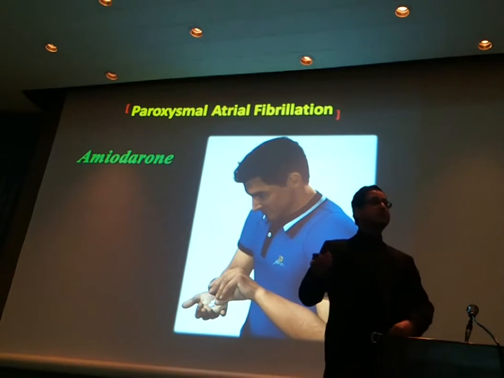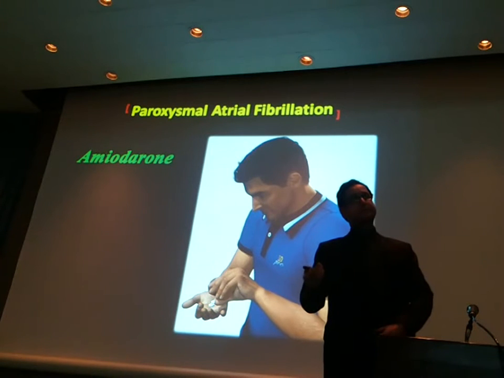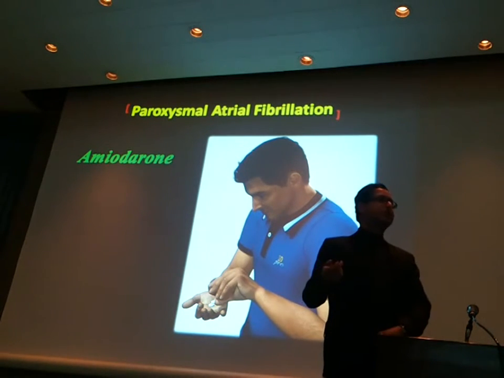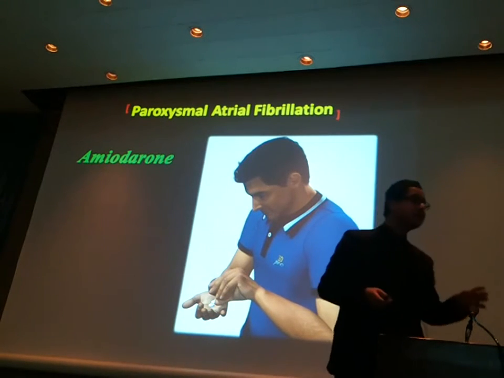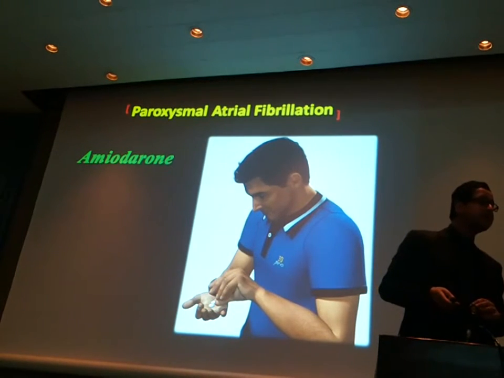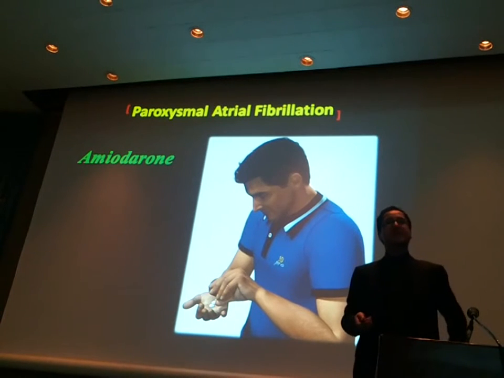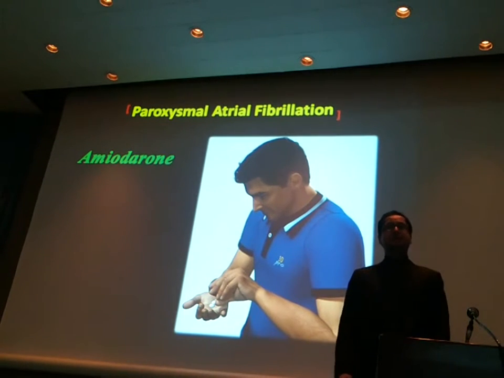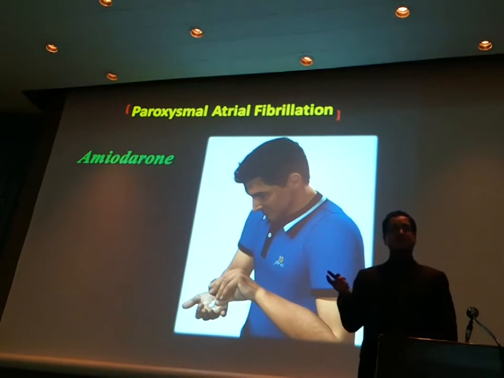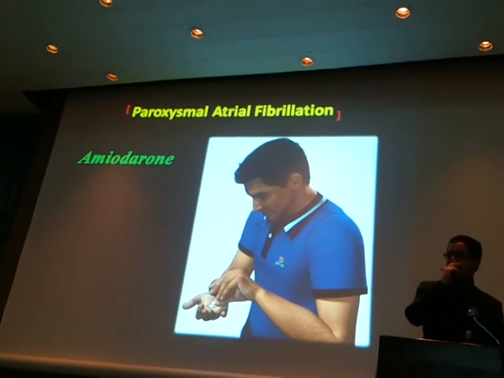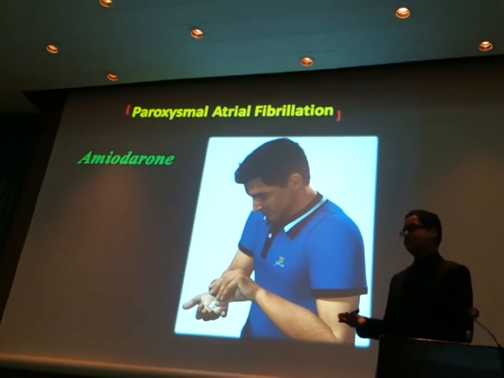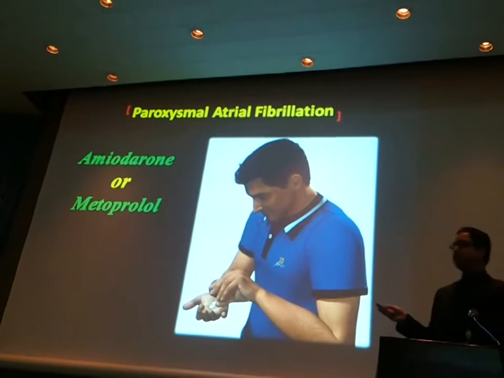And which class of drugs did we say are rate controllers? Beta blockers. What? Beta blockers. Class what? Class two. Class one, we said, are rate controllers? Great. Class one. You haven't studied. Class two, which are the beta blockers. Class two. Okay, these are the rate controllers.